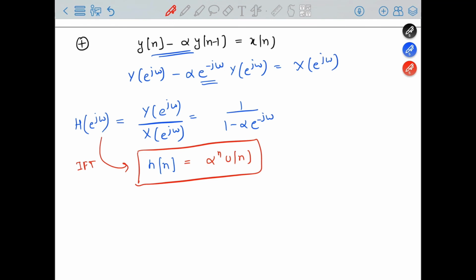So in this lecture we discussed all the properties of the discrete time Fourier transform, and we tried to solve some problems using these properties. Thank you.